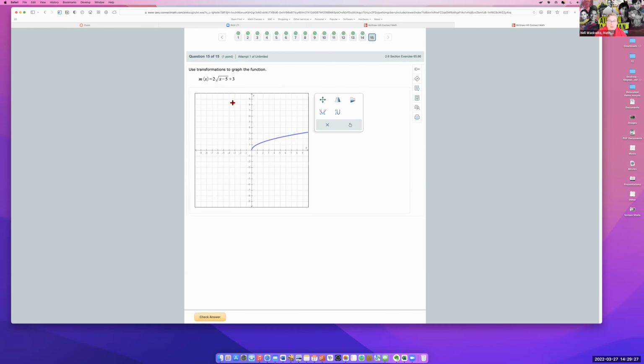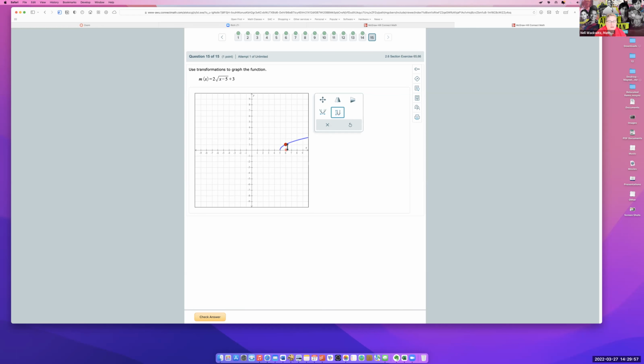Okay, again, we want to be careful of the order of operations. The first thing we're going to do is shift. That's right. Shift to the right 5 units. So that's the translation tool. Okay, the second thing we want to do is multiply y. That's right, multiply y by 2. I'm going to use the vertical stretch or compression tool.